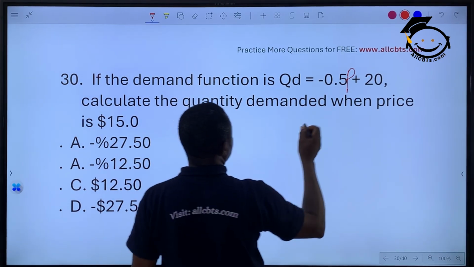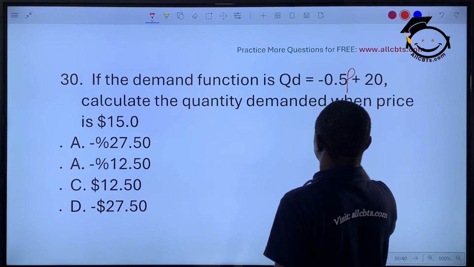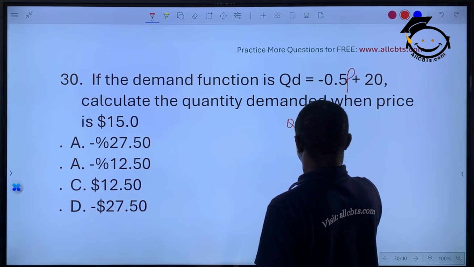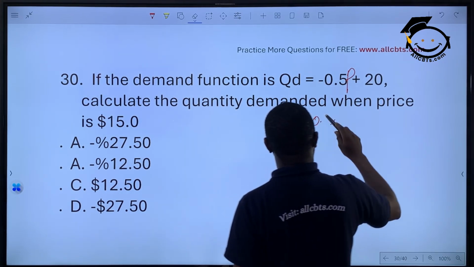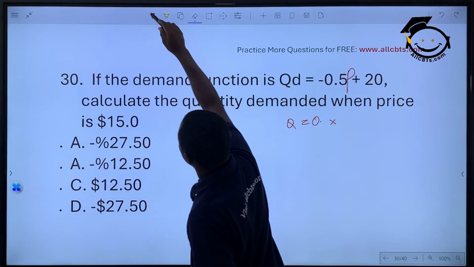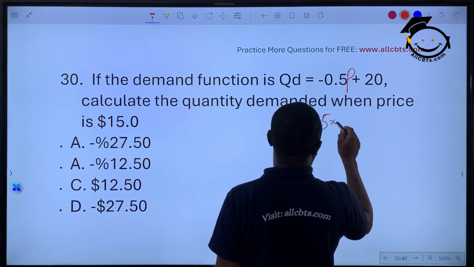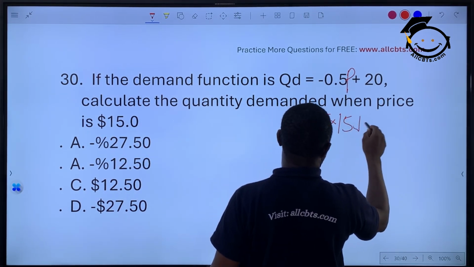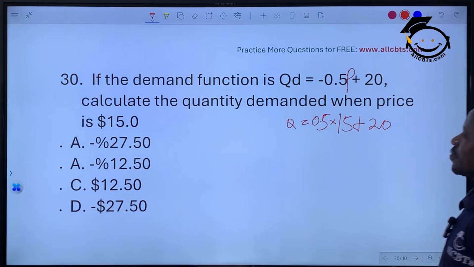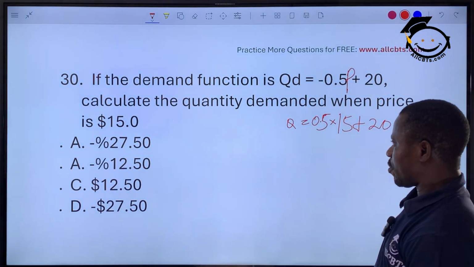So what do you do? Look at it. The formula is not complete. It's supposed to be 0.5p. So you have Q equals 0.5. What is wrong with my 5? I'm just learning to write 5. 0.5, times the price. Say the price is this 15, plus 20. So just do this, and then you'll be able to get your answer there. Let me know your answer, send it in the comment section. Okay?